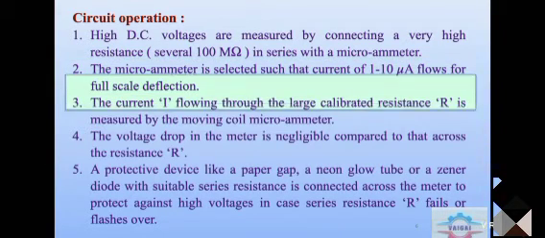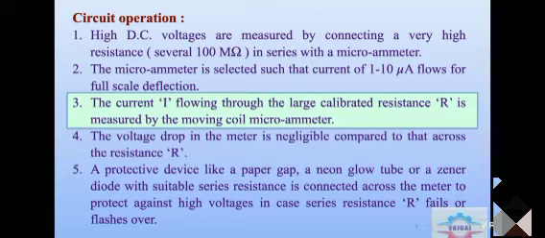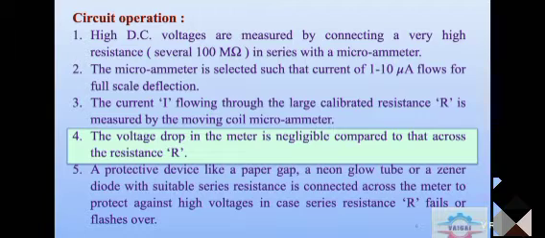The microammeter is selected such that a current of 1 to 10 microamperes flows for full scale deflection. Then the current I flowing through the large calibrated resistance R is measured by the moving coil micrometer. Why are we using a moving coil micrometer? For DC measurements, we go for moving coil meters.